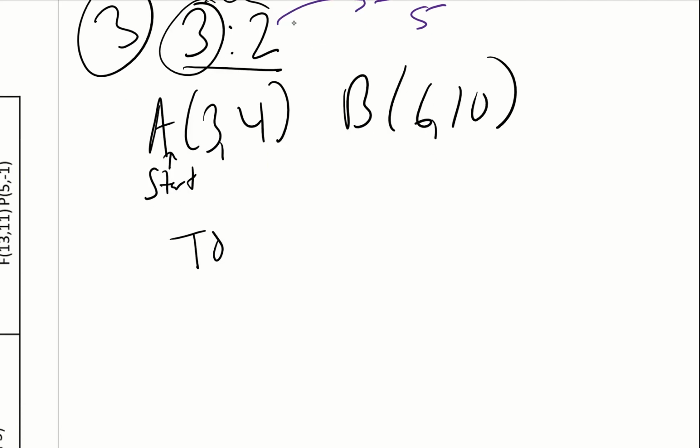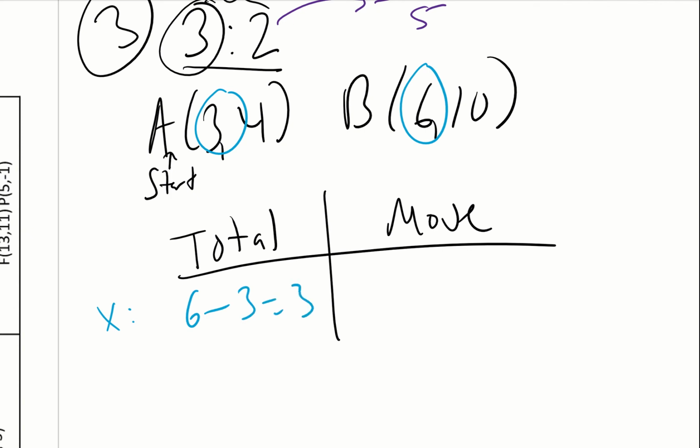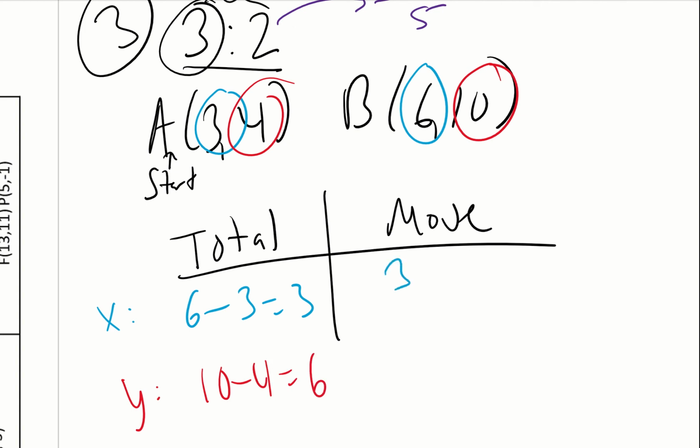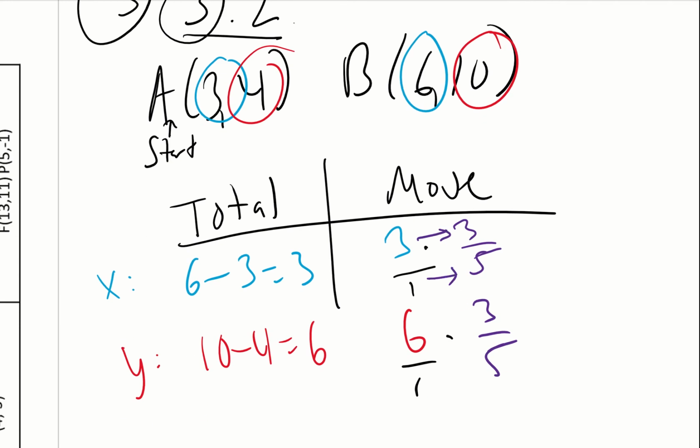Now let's do our total distance and then our moving distance. Remember, final minus initial. Let's do the x's first. 6 minus 3 is 3. Let's do the y's next. Final minus initial. Multiply those two numbers by your fraction. Put them over an invisible 1. Multiply them by 3/5. Multiply straight across. 3 times 3 is 9, so this is 9/5. 6 times 3 is 18. This is 18/5.